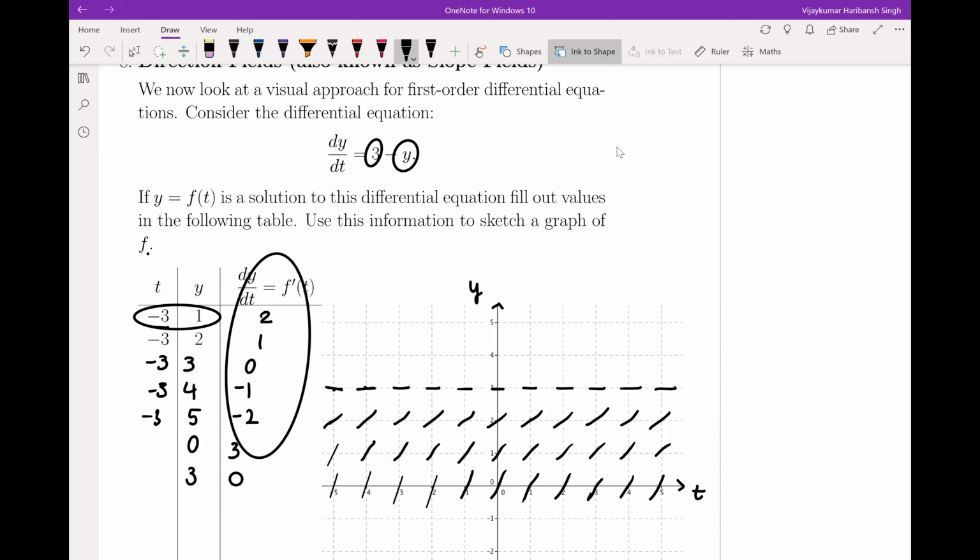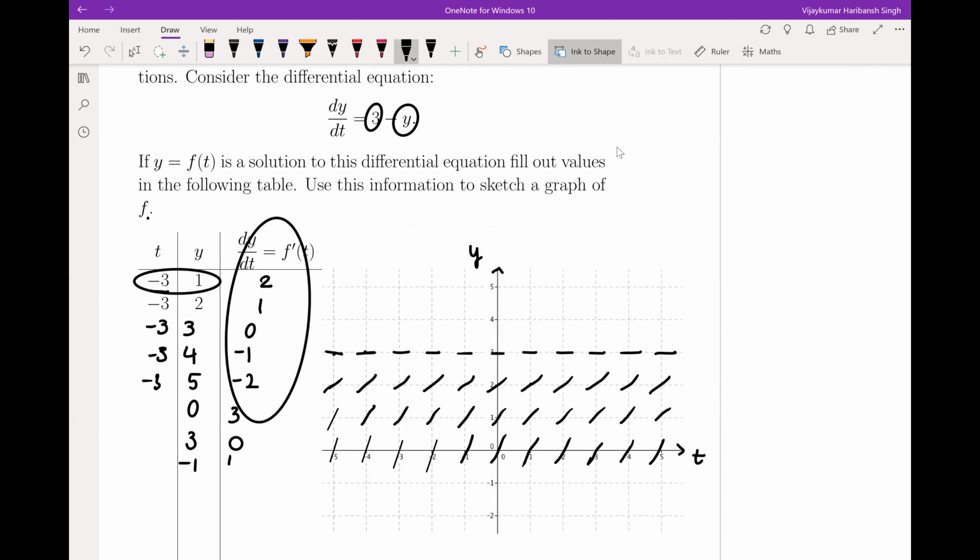Now let's look at the following. When y is minus 1, the slope is going to be 4. And when y is 4, the slope is going to be minus 1. So at 4, the slope is negative. At 5, the slope is minus 2.